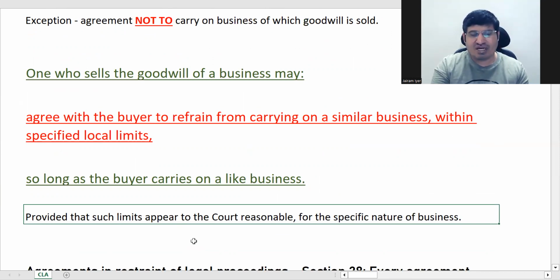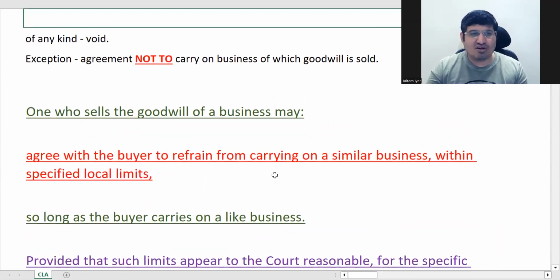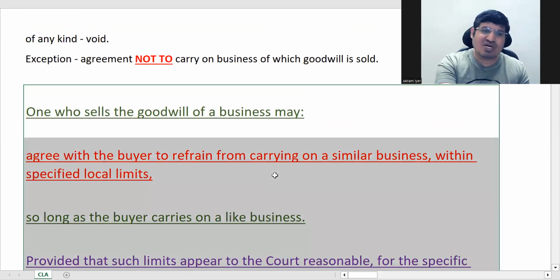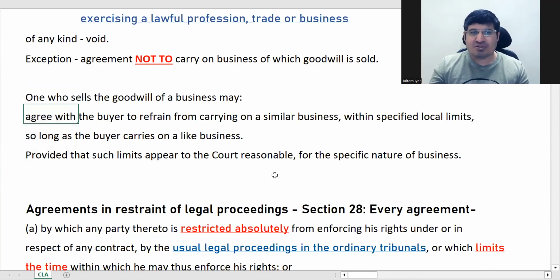So if he has sold the clinic and he wants to open a medical store there, that he can do. Provided that the limits appear to the court reasonable. So that is the limit, the 5 square kilometers which I was talking about. You cannot say that you cannot practice in this city. That is unreasonable, the courts will not allow that. So whatever goodwill you have sold, whatever is going to affect that clinic, only that much area you can restrain him.